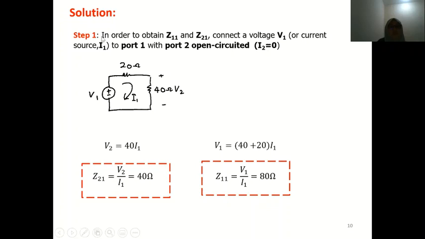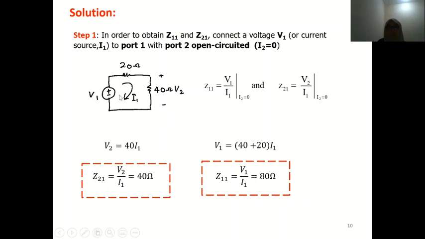Your first step is to obtain your Z11 and Z21 by open circuiting your port 2, your output port. When you open circuit your port 2, which means your I2 is equal to 0, this is the equivalent circuit that you will have.